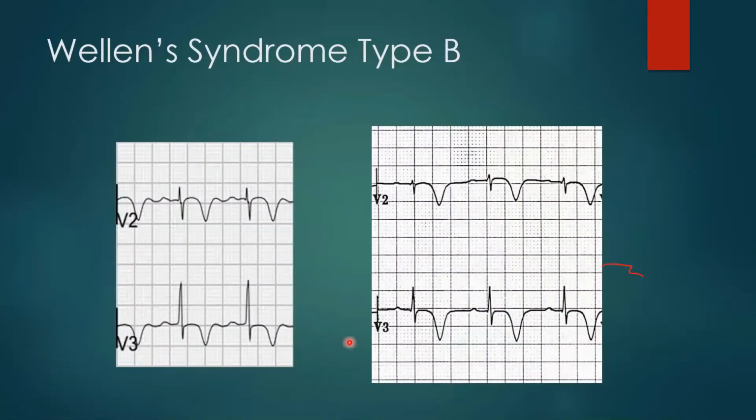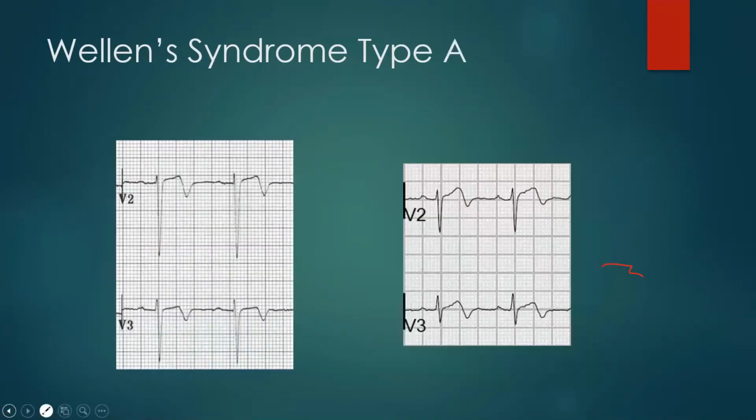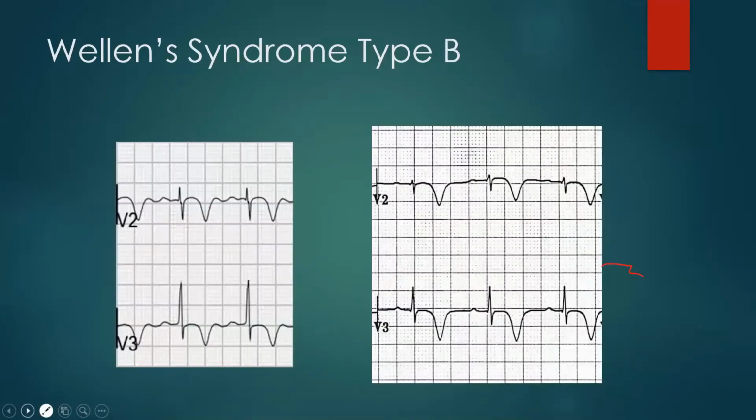And then type B is your inverted T waves, like complete inversion of the T waves. Type A, 25% of the cases will show with type A. However, type A produces type B. Typically, 75% of cases out there will present with a type B T wave. You will have this deep inverted T wave.